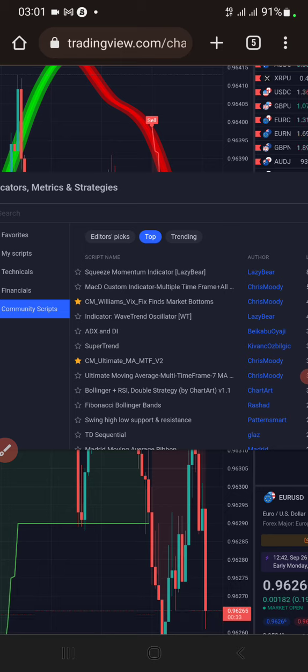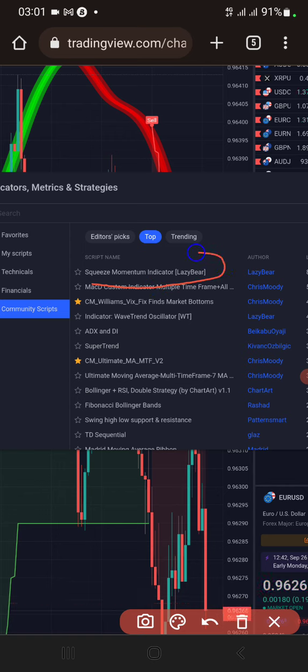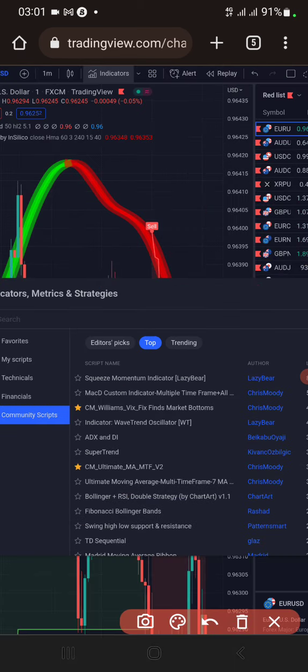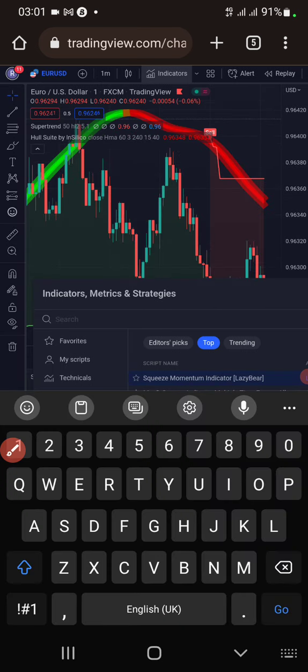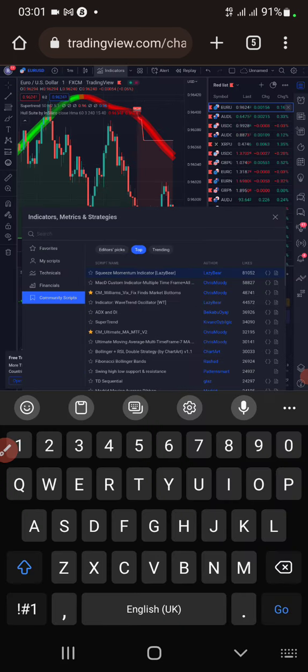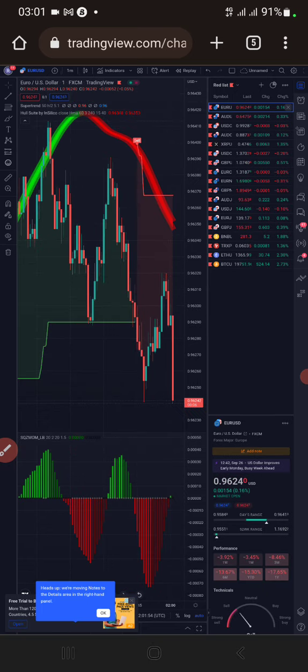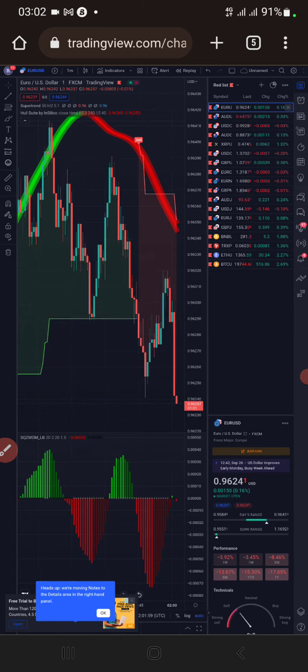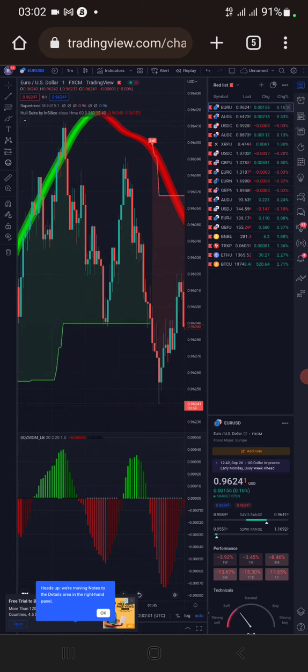So now we'll get on to the first one, which is called squeeze momentum indicator, and it is by Lazy Bear. So let's click on it. And as you guys can see down here, this is the indicator down here.